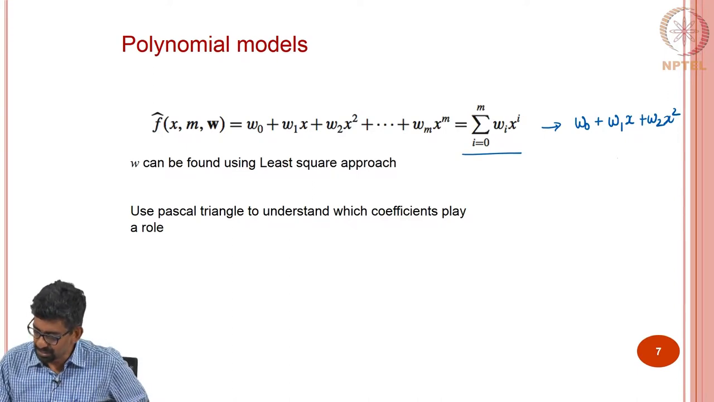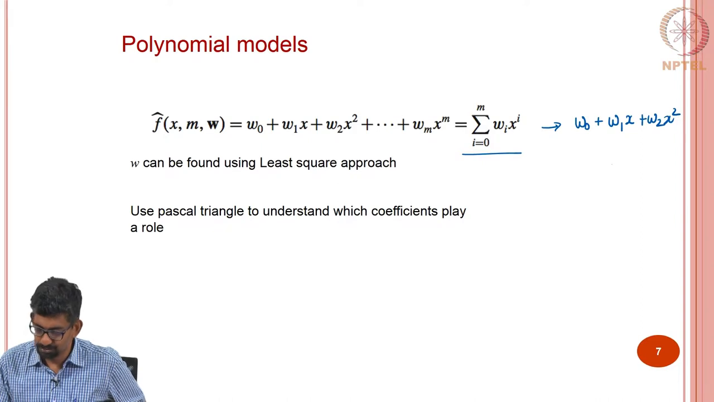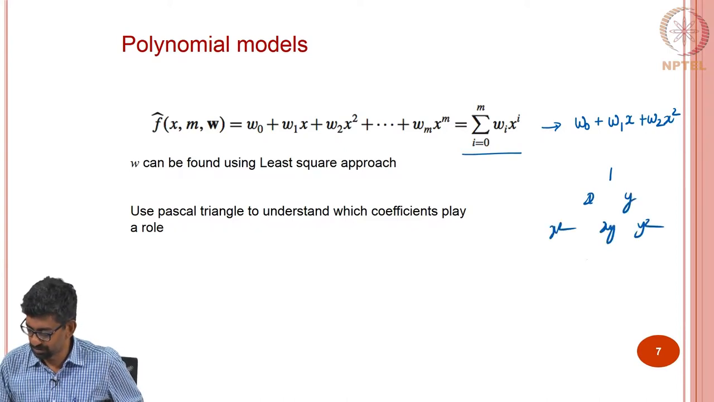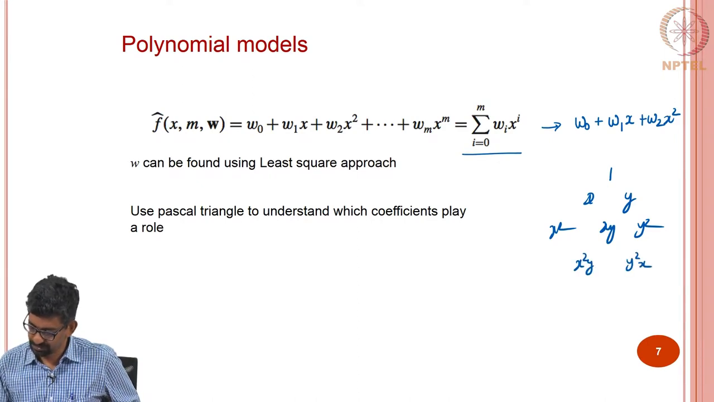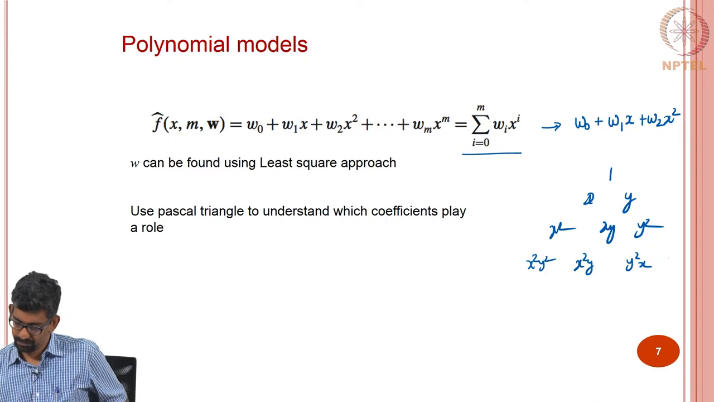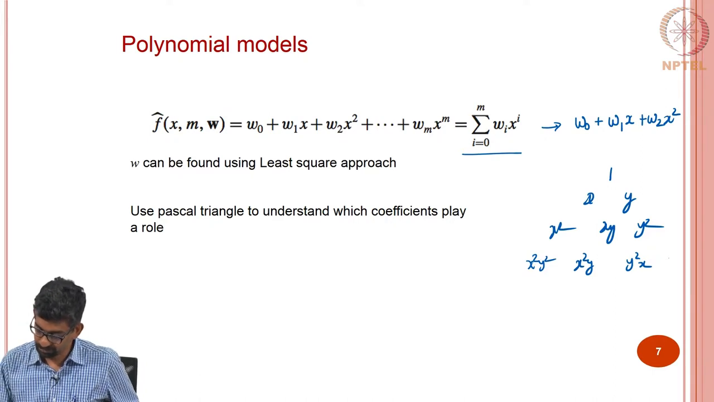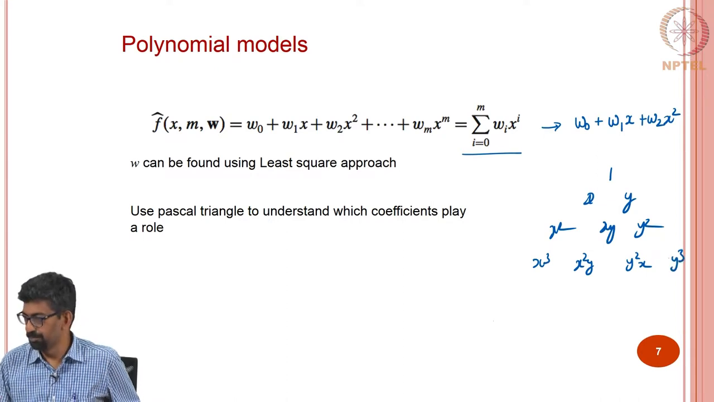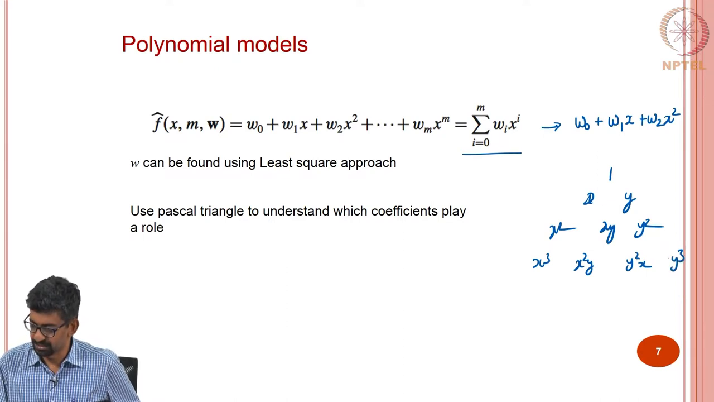And how do you decide upon that is, you can use a Pascal's triangle. You know what a Pascal's triangle is? 1, x, y, x squared, xy, y squared, x cube, x squared y, y squared x, sorry, and y cube. And then you can keep building this. So, it is called a Pascal's triangle, right?